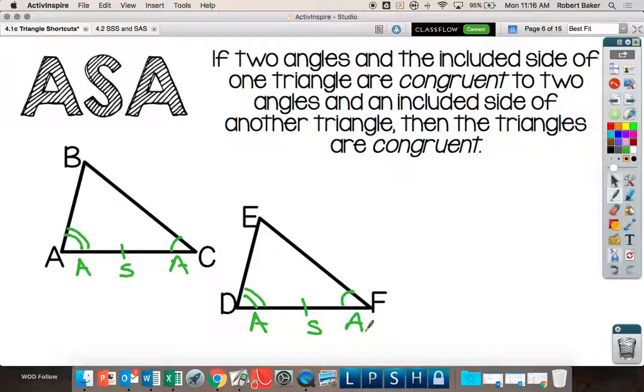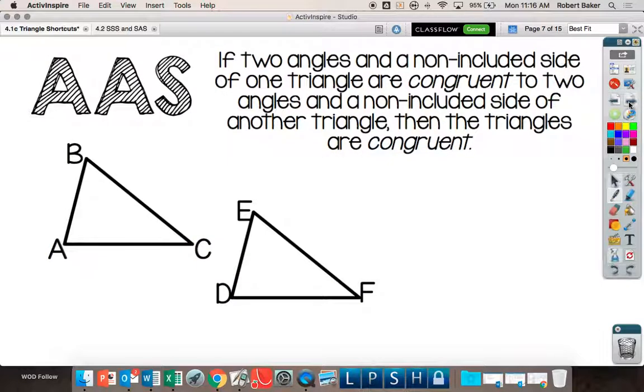ASA proves congruence. So if you have the angle side angle shortcut, you can write a congruency statement. Once you write a congruency statement, you can deduce the other three missing pieces of information. Is it clicking? Yes. No, it's not.